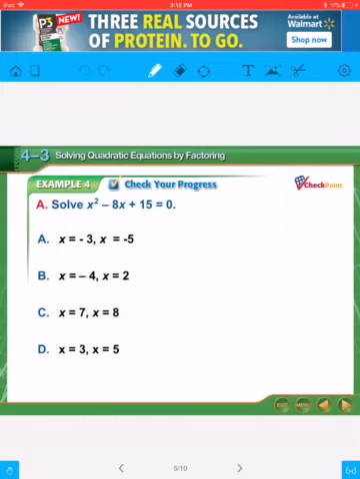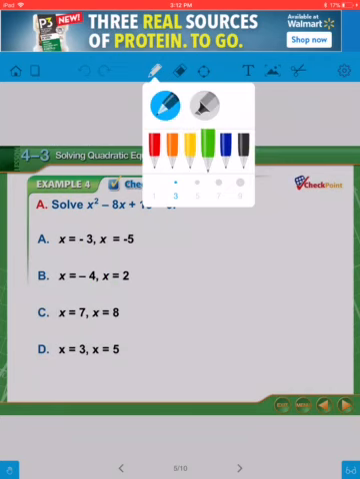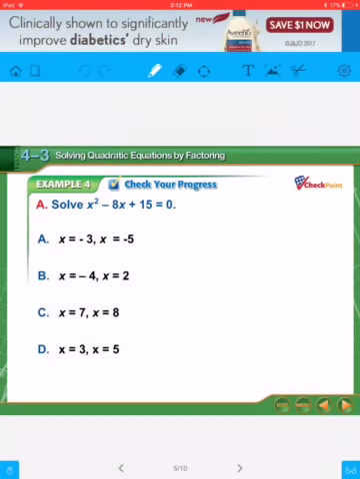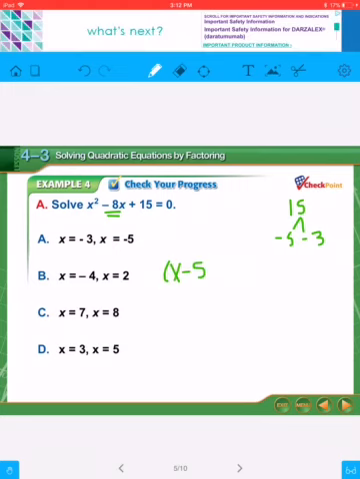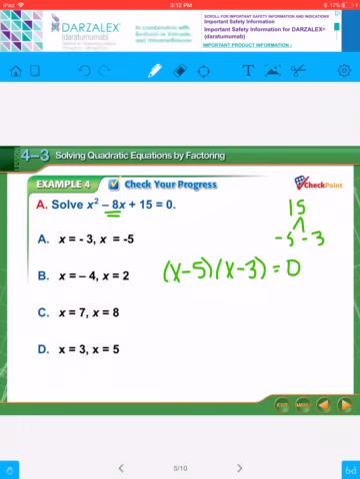Okay, solving x squared minus 8x plus 15. So I can do a, which is 1, times 15, which is 15. So 1 times 15 is 15. I need factors of 15 that add up to negative 8. So that gives me negative 5 and negative 3. So x minus 5, x minus 3 equals 0. And a is 1, so I don't have to worry about dividing. So I can just set each individual factor equal to 0 and solve.